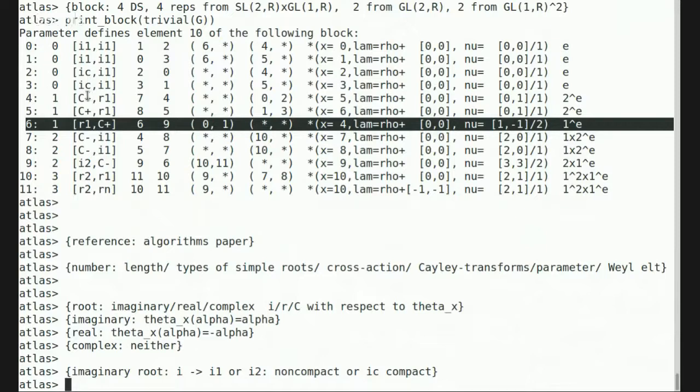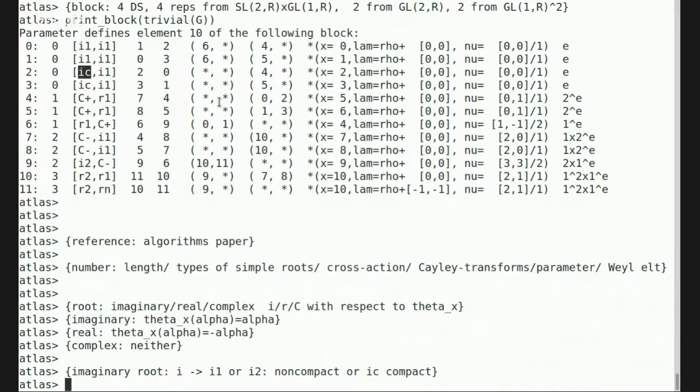If you have a compact root, there is no Cayley transform, so that's what this indicates. For example, if you go all the way down here, this I2 root has a double valued Cayley transform. What that says is if you start with this parameter on this Cartan, there's a double valued formula, which gives you two parameters on the split Cartan associated to it.